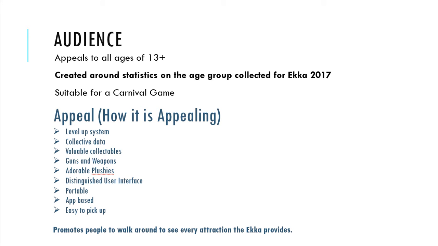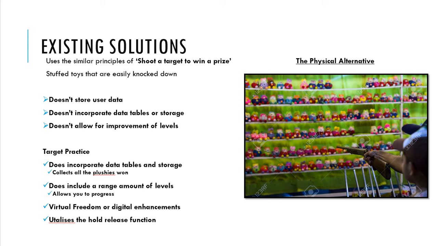How is this game appealing? The game has all the fundamental tools that allow it to flourish in business and attract attention. This includes a level up system, collective data plushies, valuable collectibles, special plushies, guns and weapons, adorable plushies, distinguished user interface. The game is portable and app-based and is easy to pick up. It also promotes people to walk around to see every attraction that the Ekka provides.